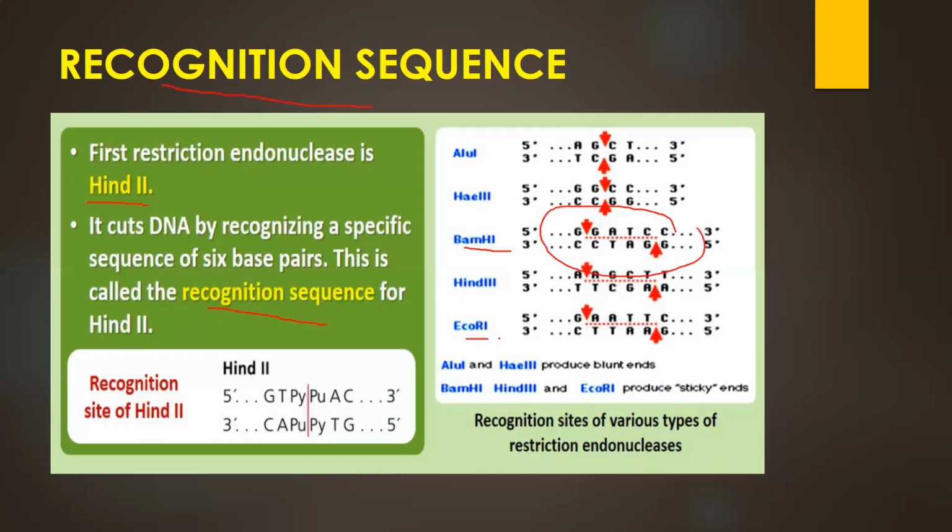For example, EcoRI recognizes the sequence GAATTC. So GAATTC is the recognition sequence recognized by EcoRI. It is a sequence of 6 base pairs, and this specific base sequence is known as the recognition sequence. Then this enzyme will cut this recognition sequence at a particular point. EcoRI cuts it between G and A. You can see the arrows over here.